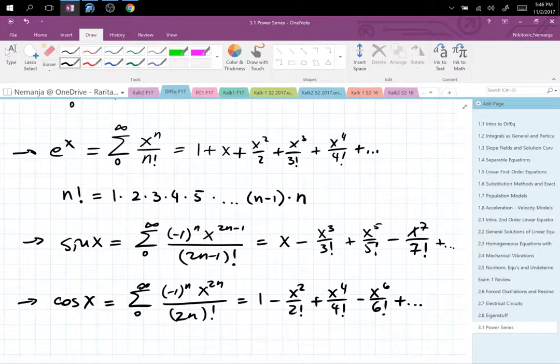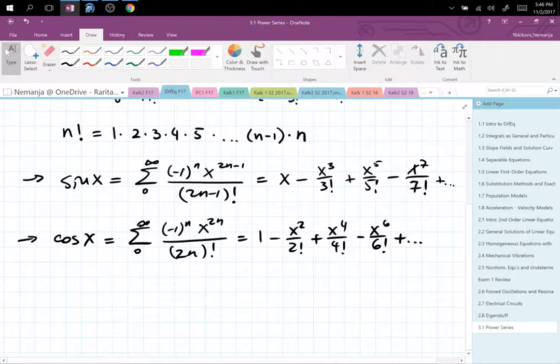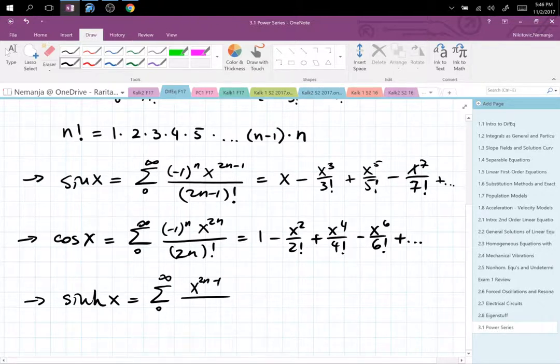Now, the other two functions that are very easy to remember, since you know these two, are the hyperbolic ones, which we use as well. And those two will be exactly the same, except you don't have the alternating term. So for sine hyperbolic x, you will have the same power series, 0 to infinity, and it's just x to the 2n plus 1 divided by 2n plus 1 factorial. And the terms are x plus x cubed over 3 factorial plus x to the 5 over 5 factorial plus going on forever.